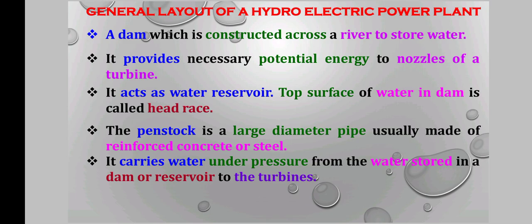A dam is constructed across a river to store water. It provides the necessary potential energy to the nozzles of a turbine. It acts as a water reservoir. The top surface of water in the dam is called the head race. The penstock is a large diameter pipe, usually made of reinforced concrete or steel. It carries water under pressure from the water stored in a dam or reservoir to the turbines.